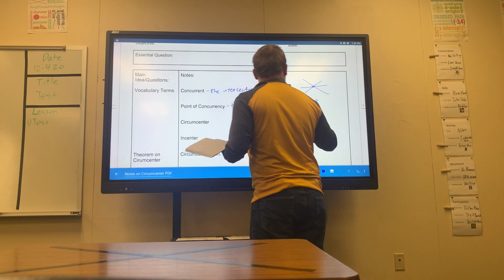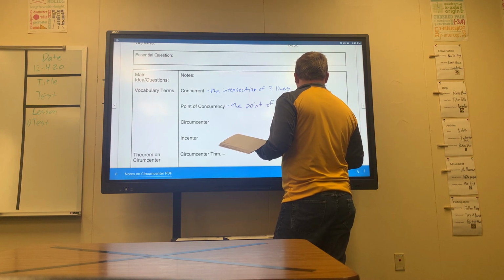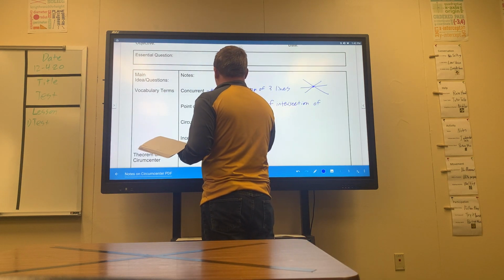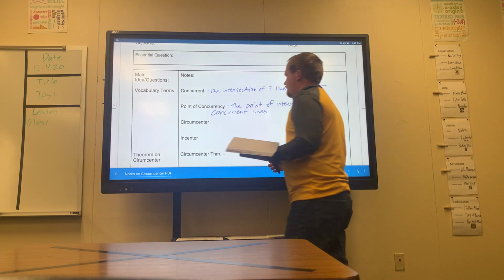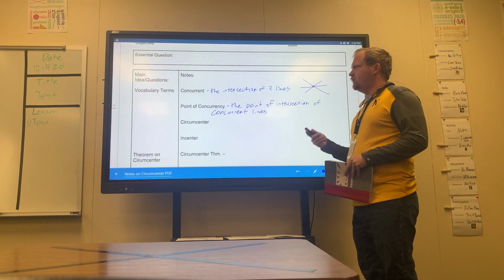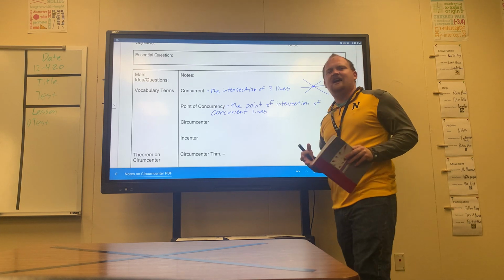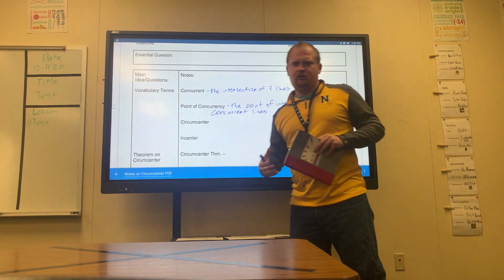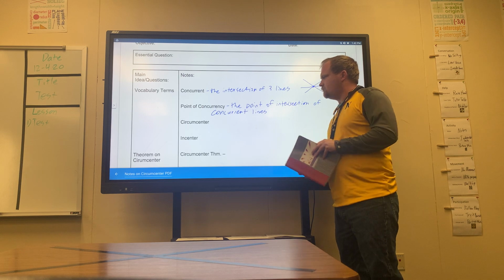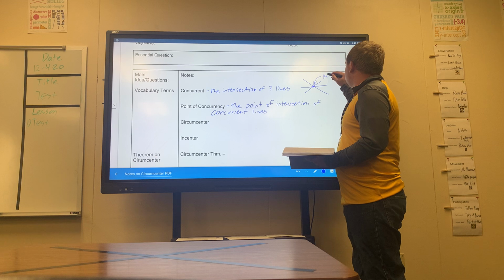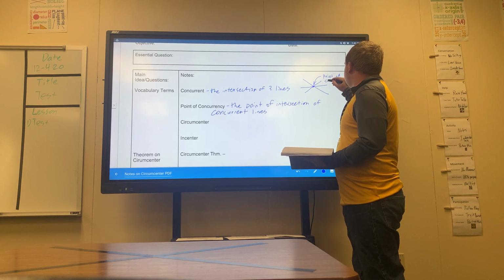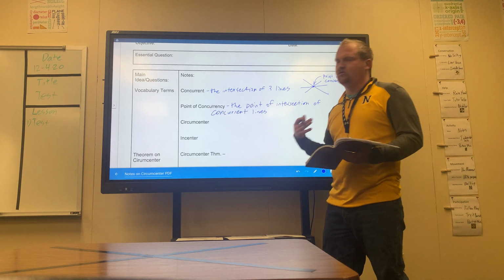Now, the point of concurrency is the point of intersection of concurrent lines. Let me rewrite that. Okay. So the point of concurrency is the actual point of concurrent lines. So basically, it's literally this point right here that is the point of concurrency. Okay, that's the actual point.